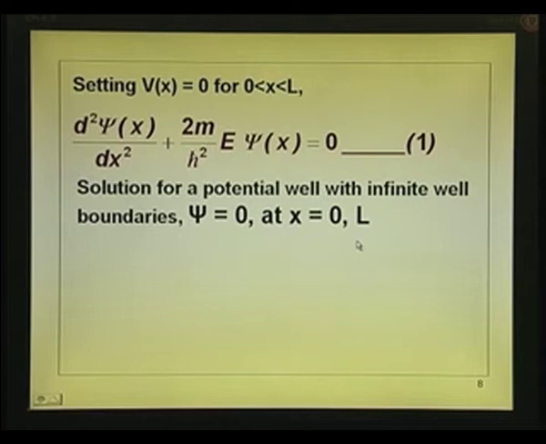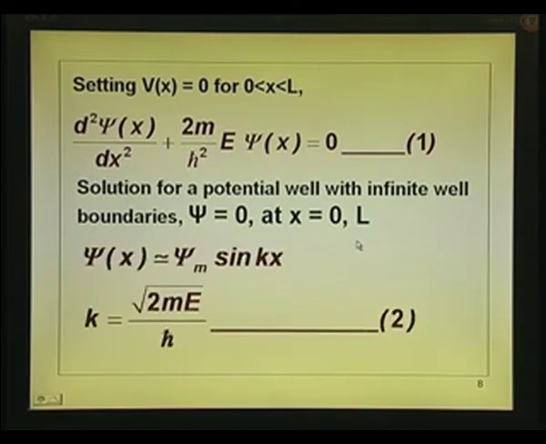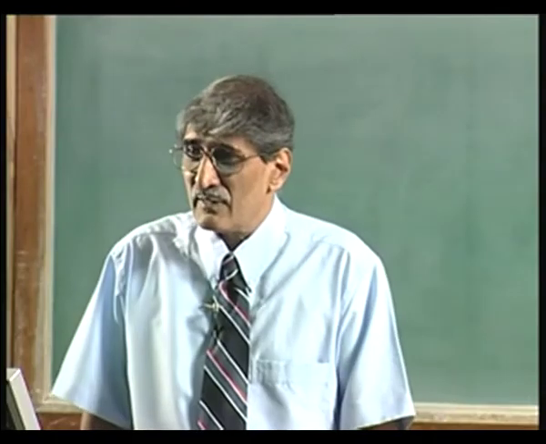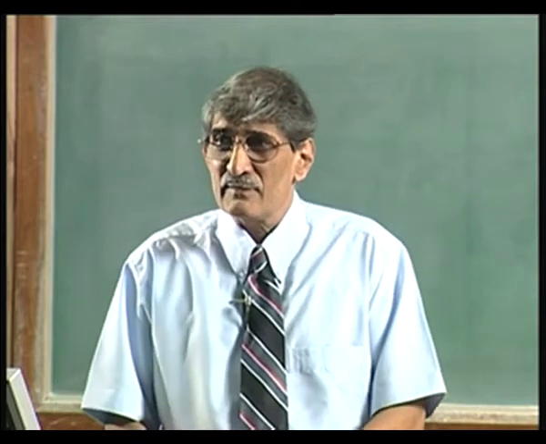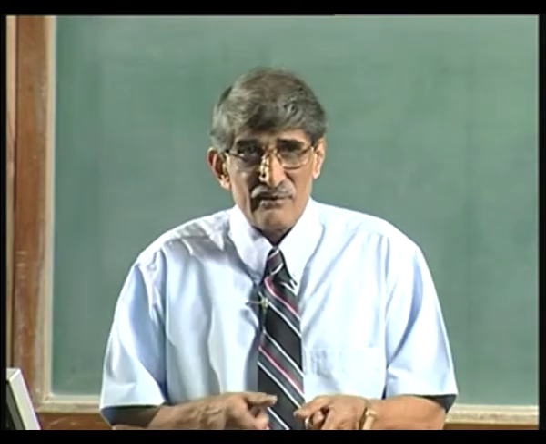Now, this is a second order differential equation. So, the solution will have sin kx and cos kx terms, where k squared is 2m E by h squared. So, k is the root of that. So, the solution will have sin kx and cos kx, but the cosine function cannot exist, because at x equal to 0 the cosine function is not 0. At x equal to 0, it must be 0.